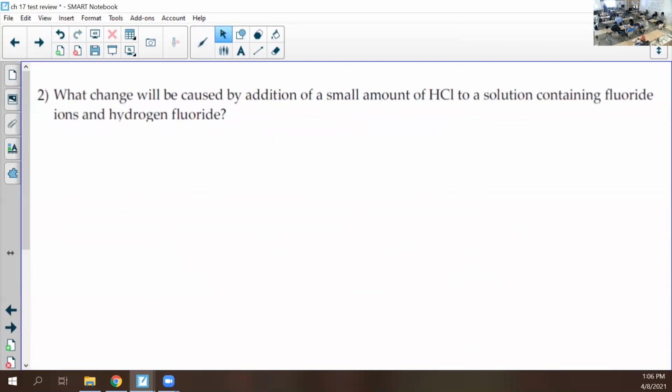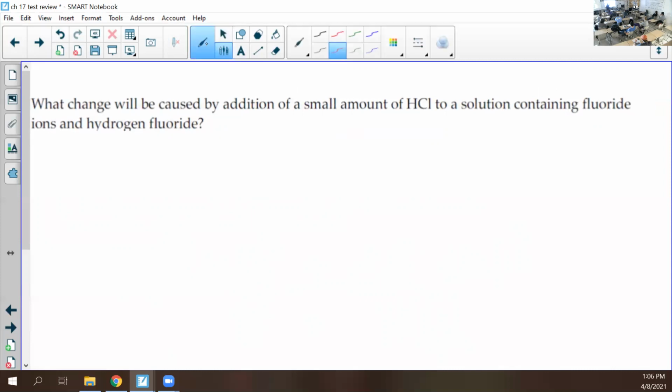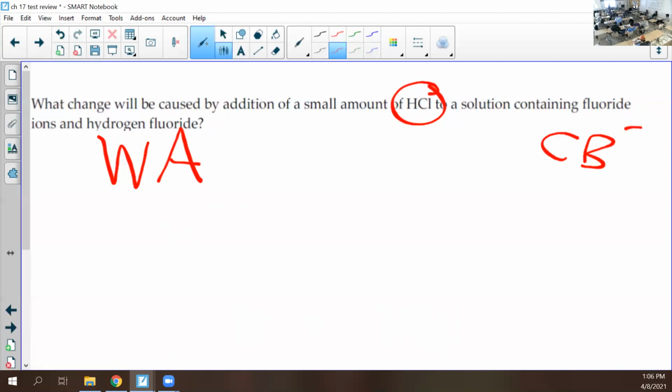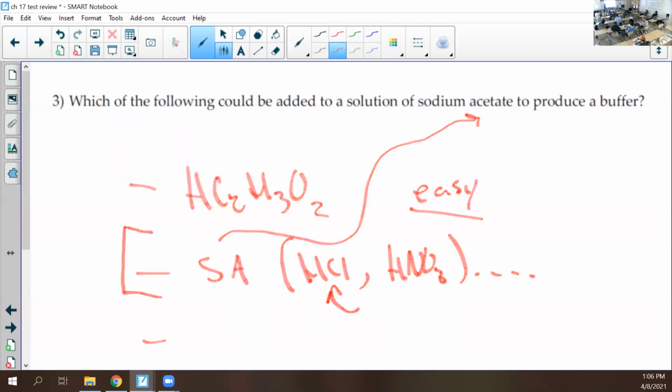What change will be caused by the addition of a small amount of HCl to a solution containing fluoride ions and hydrogen fluoride? It will become slightly more. I'm adding acid. So it becomes slightly more acidic, but not very much, because that is a buffered solution. It has hydrogen fluoride, so it has a weak acid, and it has the conjugate base. Yeah, these are multiple choice. I just cut off the answers.